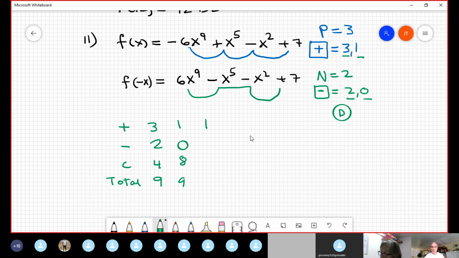So actually the factorization for this polynomial, without factoring, is x plus 1, x minus 2, x plus 3. And the real zeros are obvious. The real zeros are x equal negative 1, x equal positive 2, and x equal negative 3.